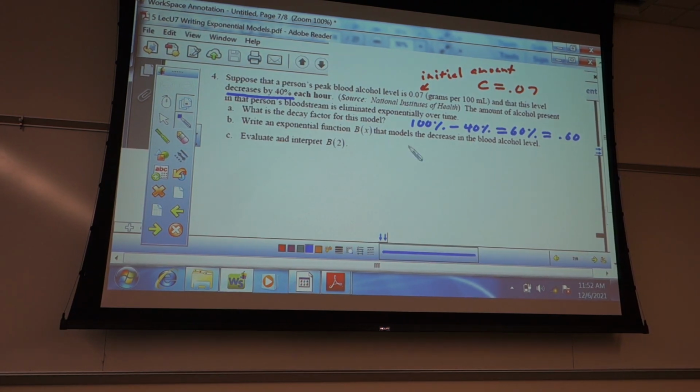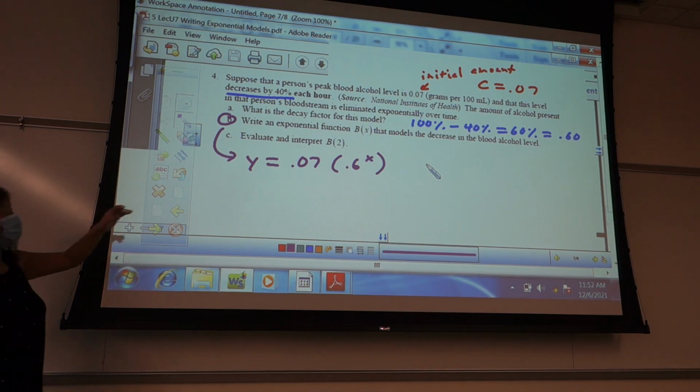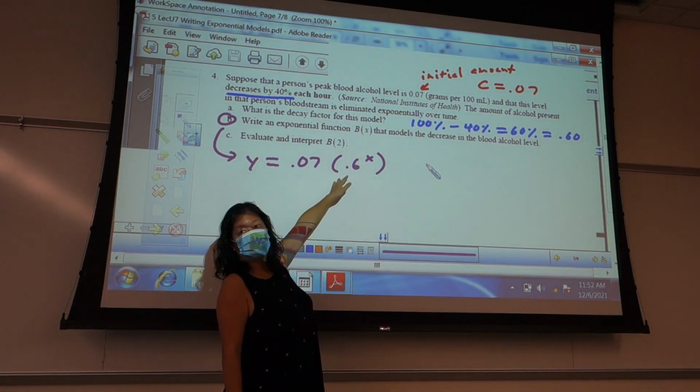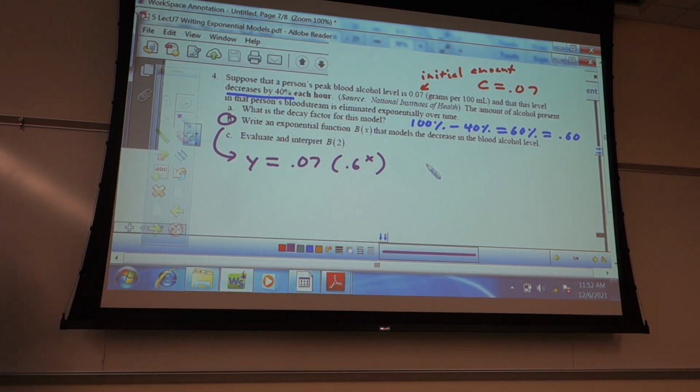I'm writing an exponential function that models it. Okay, that's pretty straightforward now, right? B, y equals, I know my C, 0.07, I know my A, 0.6, to the x. Done. How easy is that, right? We've given you the initial amount. You've sorted out what the decay factor is. Done. Okay, and then last, interpret B of 2.